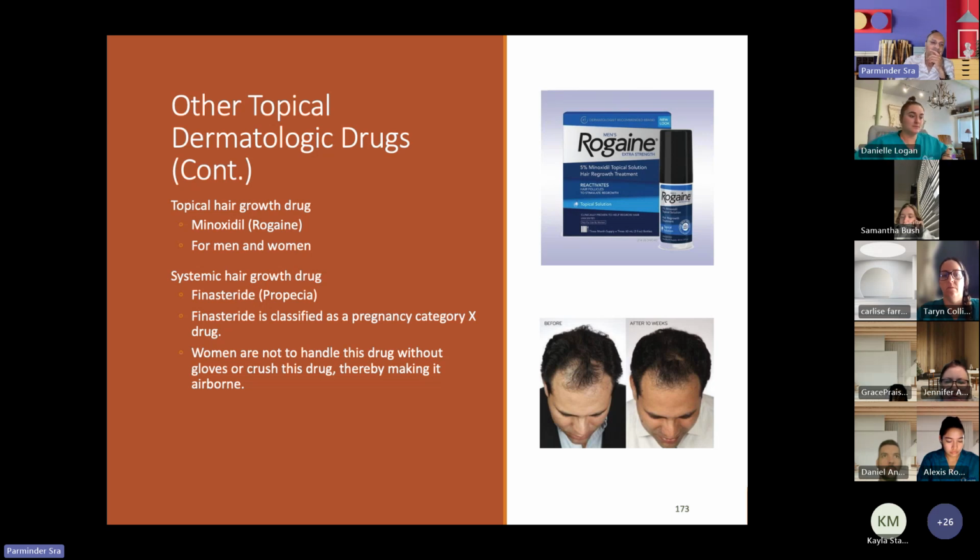Then there are oral drugs like finasteride, Propecia. Now that's a pregnancy category X, not for pregnant patients. Finasteride, Propecia should not be used in pregnant patients. Primarily, finasteride is used in older males with BPH, benign prostatic hyperplasia. That's the primary use.